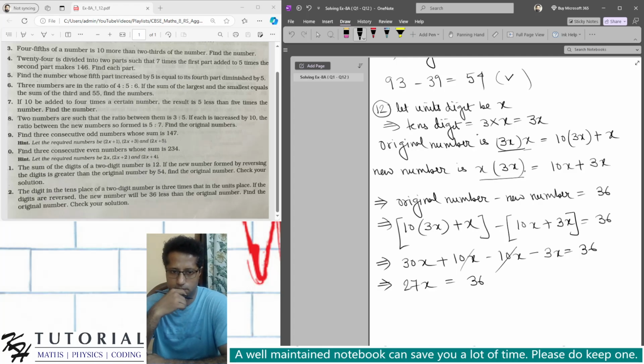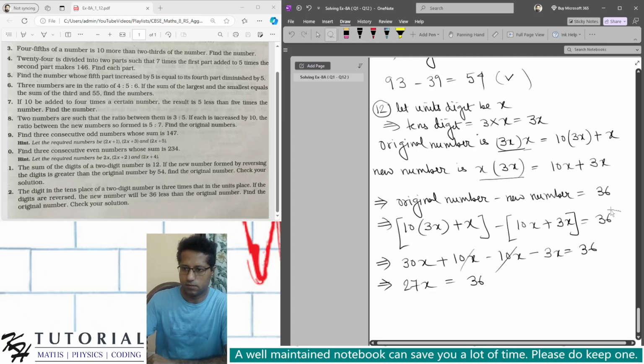Now it is given that the new number will be 36 less than the original number. So the original number, the new number will be 36 less than the original number. I think I have done something wrong over here.